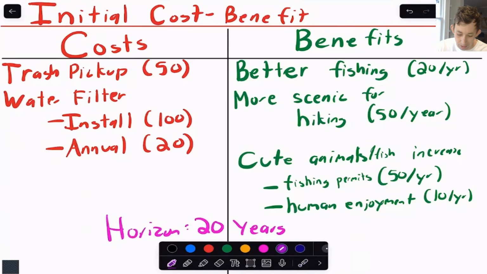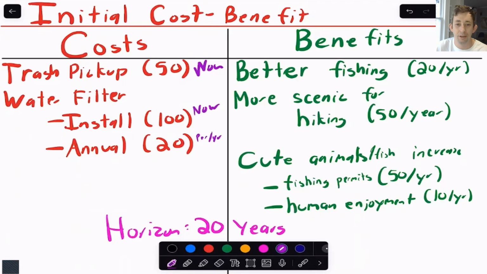You look at this and say, okay, this trash pickup cost is going to happen now. The installation of the water filtration system is going to happen now. The running cost is per year, so that happens later. But all of these benefits are going to happen later, and so if we want to compare the costs and the benefits, they're not in the same time, and we can't directly compare them.